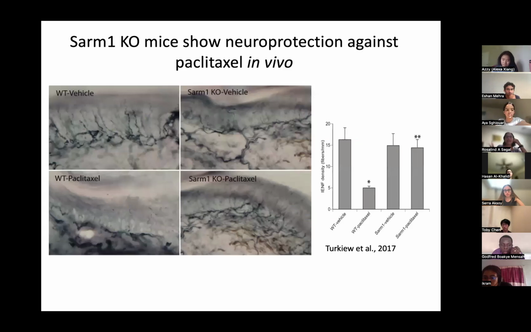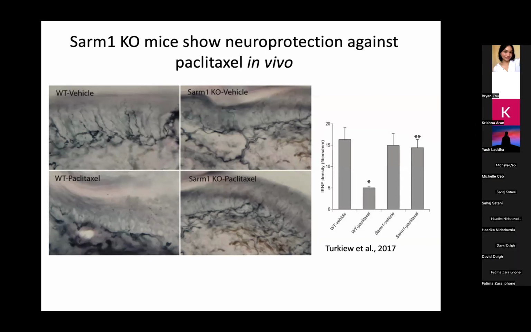That's in the case of physical injury. What about in the case of chemo-induced neuropathy? A colleague at Johns Hopkins showed that when you treat mice with paclitaxel, you lose these axon endings in the skin, shown here, and that's what happens. And in mice that lack SARM1, you no longer see that. Okay, so SARM1 protects against both chemo-induced neuropathy and Wallerian degeneration.